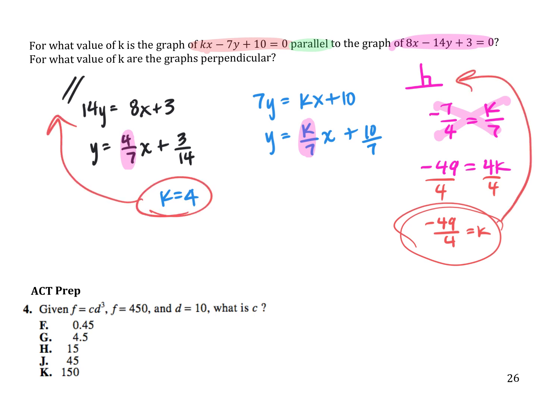Funky, huh? Let me say one more time how we got to this step. Parallel slope would have been 4/7. Perpendicular slope is the opposite reciprocal, negative 7/4. And I'm just going to set whatever I got here for my slope equal to that. Cross multiply and solve.